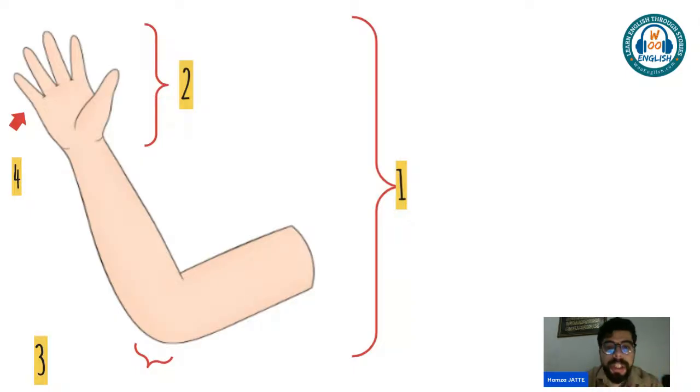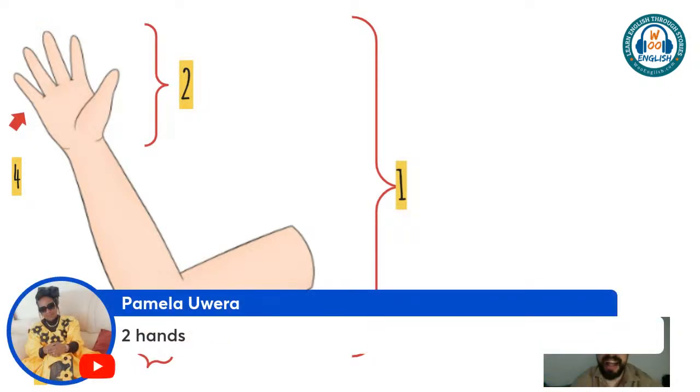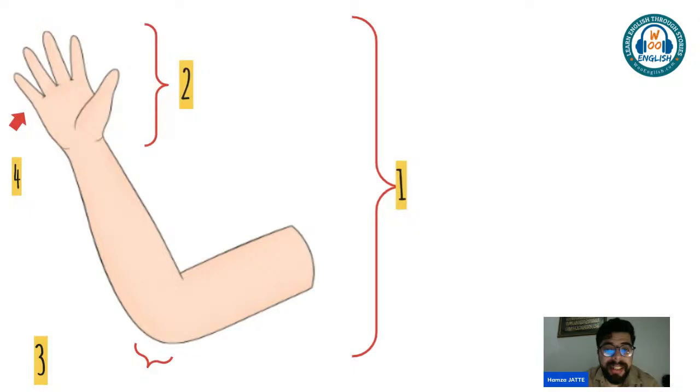So what are the body parts, or what are the parts of this that you can see on the board or on the screen? What is one, two, three, and four? Two, a hand. I agree. I totally agree, Pamela. What about number one? So if this is the hand, what do we call all of this?